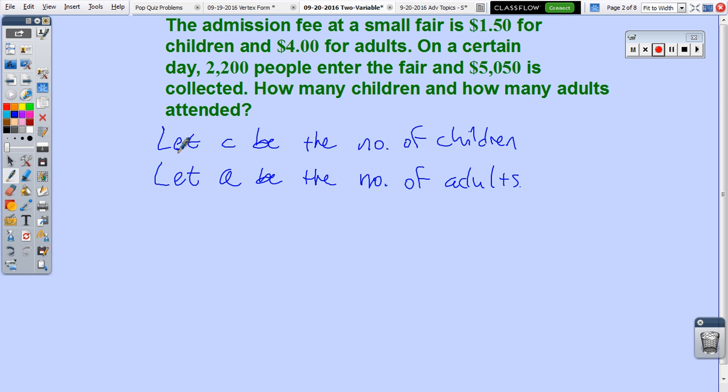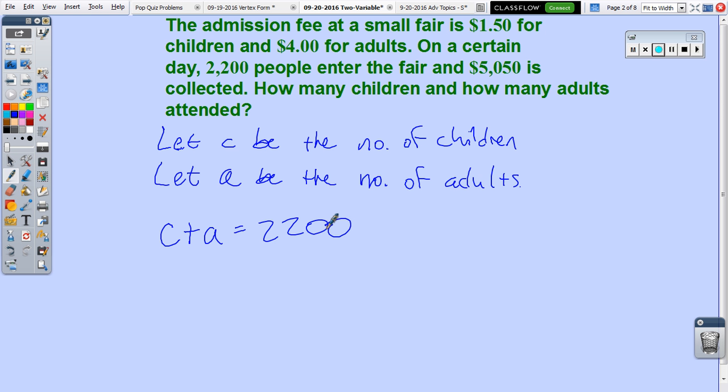Now I'm going to try to make some statements that I know are true. If C is the number of children and A is the number of adults, one's really easy. On a certain day, 2,200 people enter the fair. So it should be true that C plus A is 2,200. That's the number of people. The other piece I have to figure out is that I know $1.50 is for a child ticket and $4 for an adult ticket.